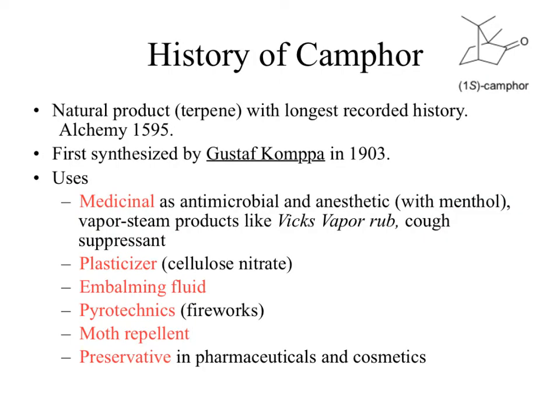Camphor has a pretty long history. They call it a terpene. Have you ever heard of terpenes? They're these things that plants make. They're always in 5 carbon units. So you maybe heard of monoterpenes or diterpenes or triterpenes. It was first synthesized in 1903.